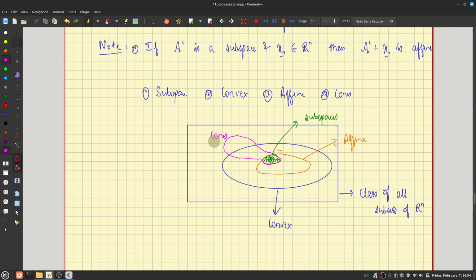Question? Which one? Every subspace is a cone, right? That's the point. So this pink region includes the entire green region, but it doesn't include anything outside. So there's no other affine set which is not a subspace but a cone. Because by definition, if the set is affine and a cone, it should contain the origin, which must mean that it should be a subspace.